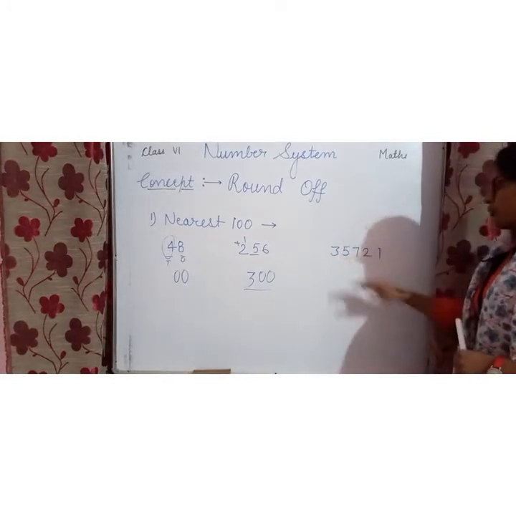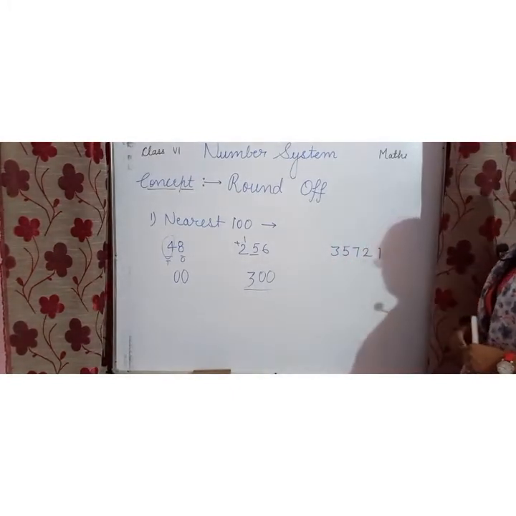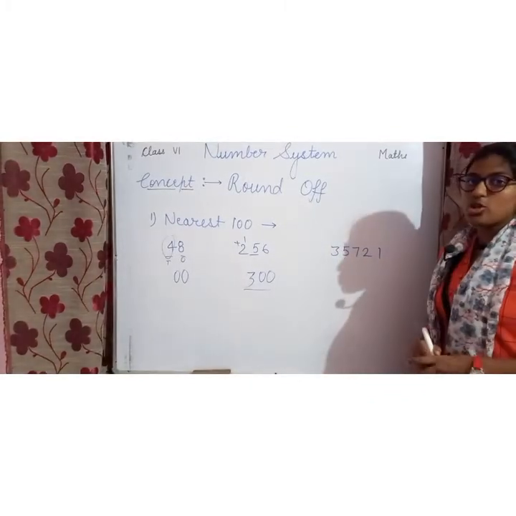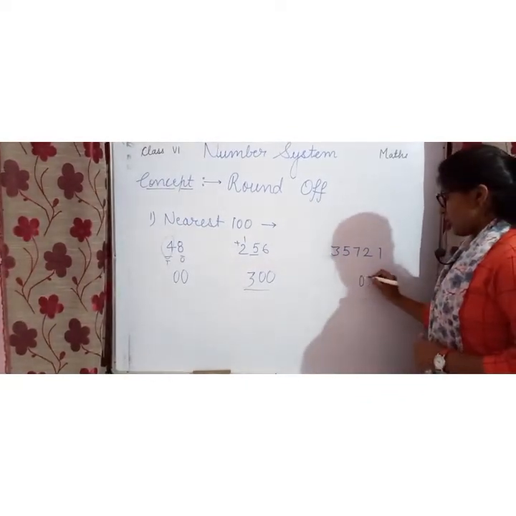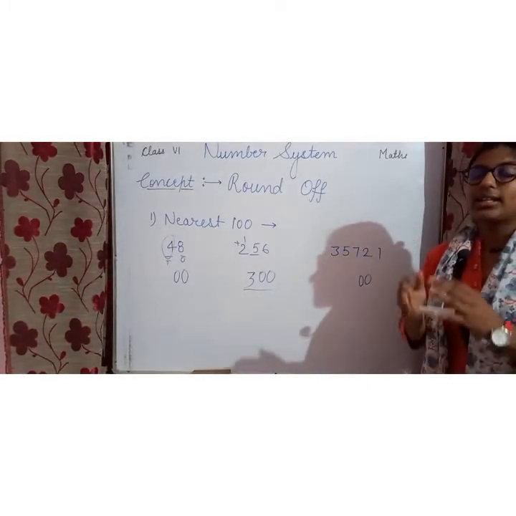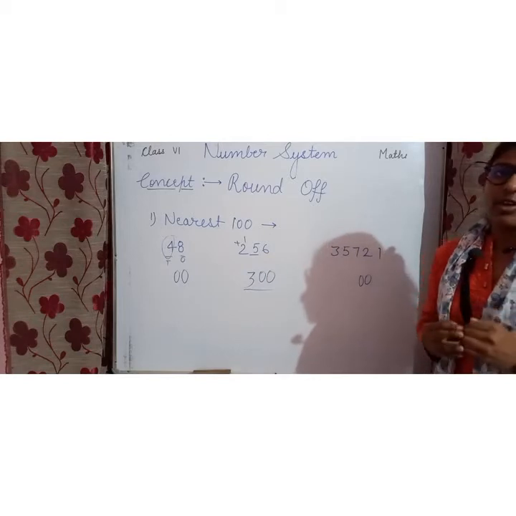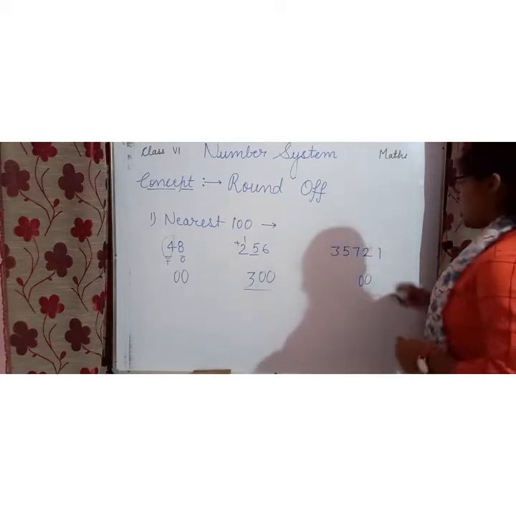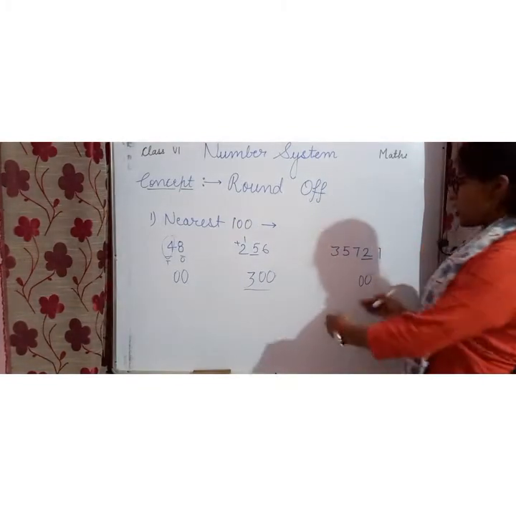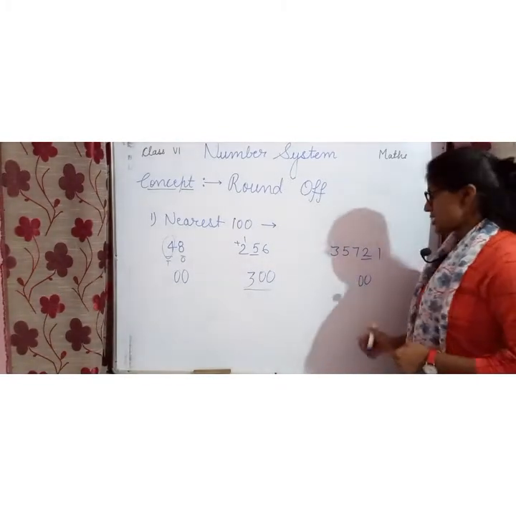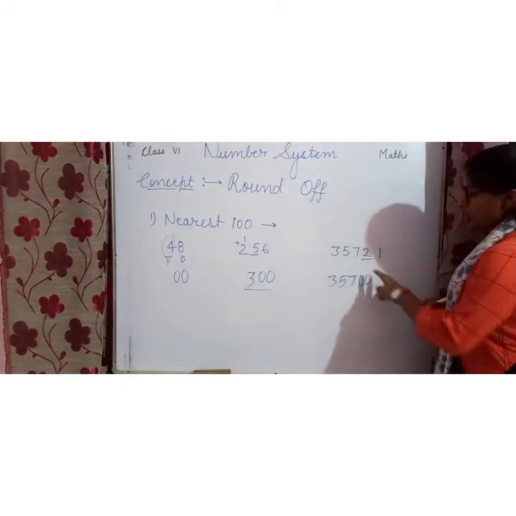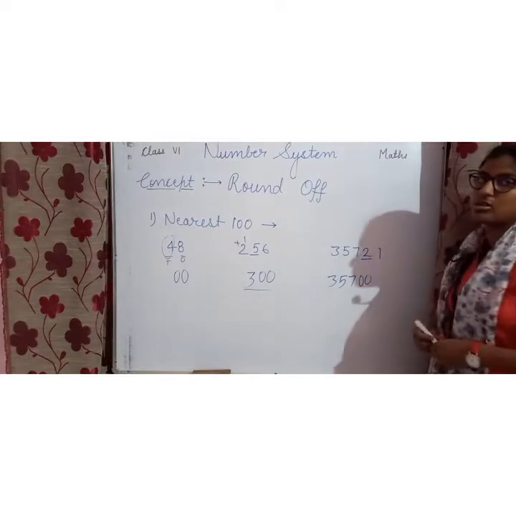So 300 is the answer. Next example is 35,721. Now put zeros on the ones and tens place. Ones and tens place, we are putting zeros. Rule number 2, we will check whether the tens place digit is lesser than 5 or greater than or equal to 5. Now 2 is lesser than 5, so we will not make any kind of changes. We are writing all the digits just as they are, 3, 5 and 7. No need to write 2 because at the ones and tens place we already put 2 zeros there.